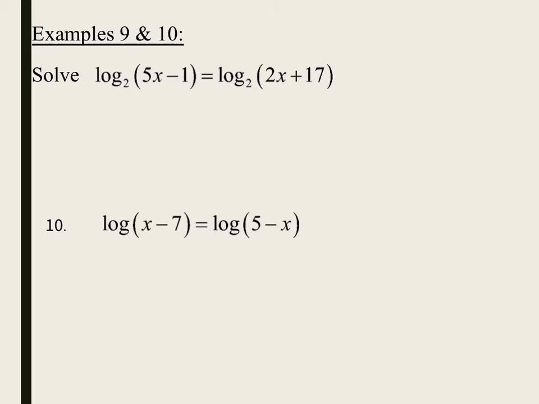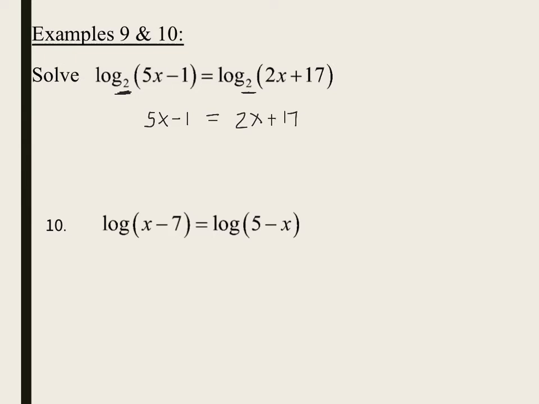So in our first example of 9, we see that the base log 2 is the same on this side of the equation as it is on the other side of the equation. So now we can use the equivalency property of logarithms, and we know that 5x minus 1 is equal to 2x plus 17.